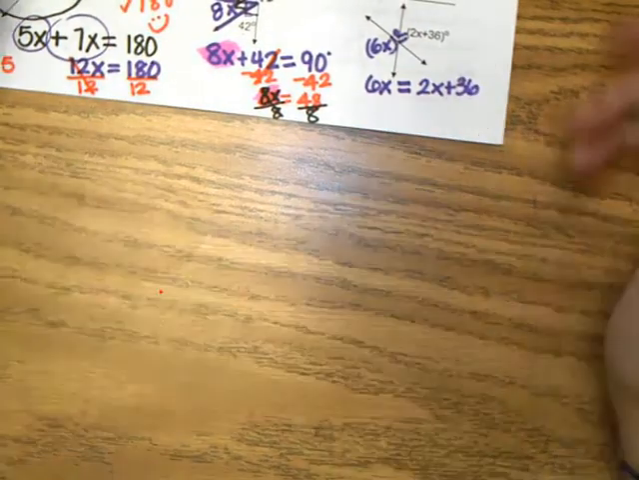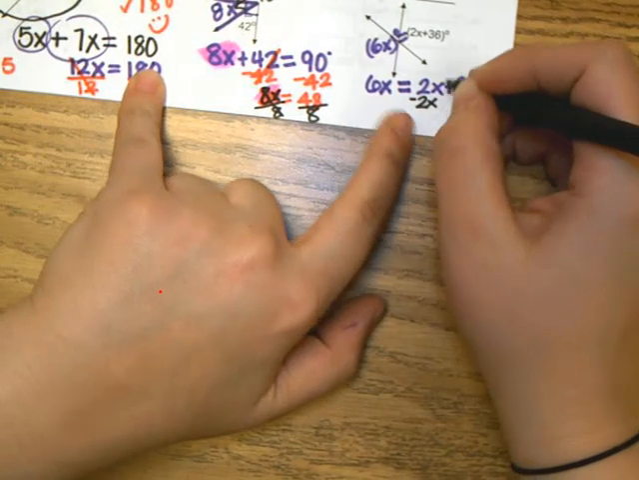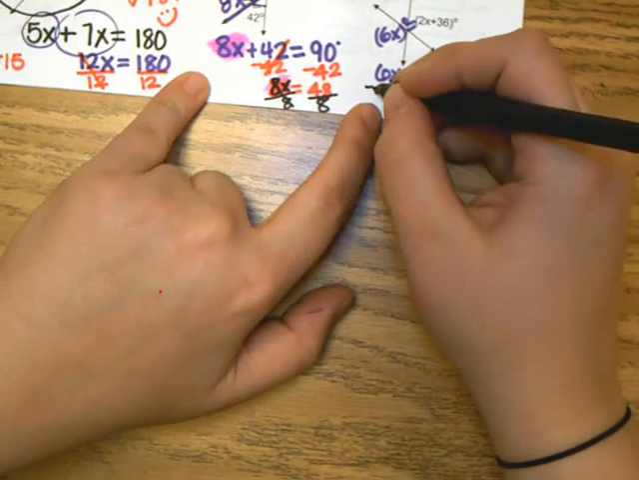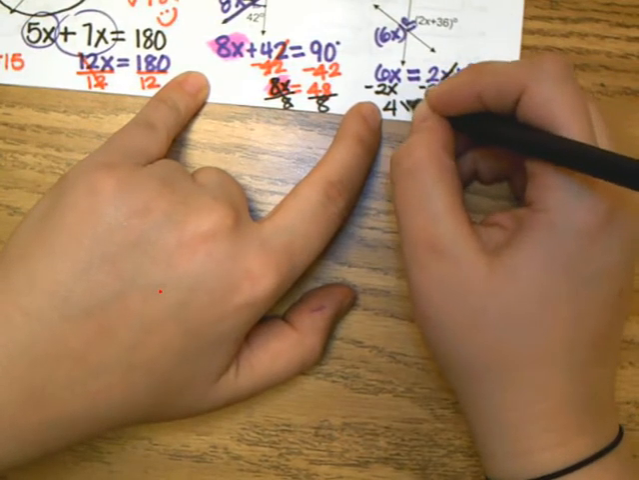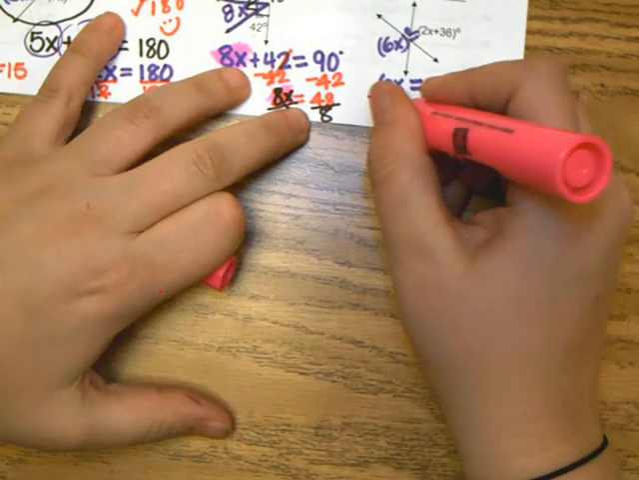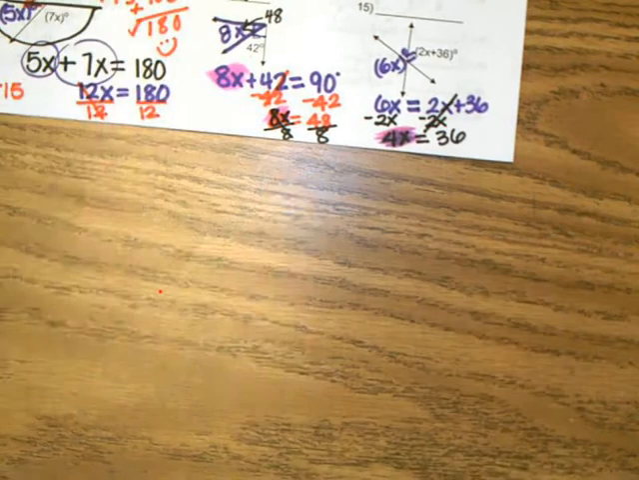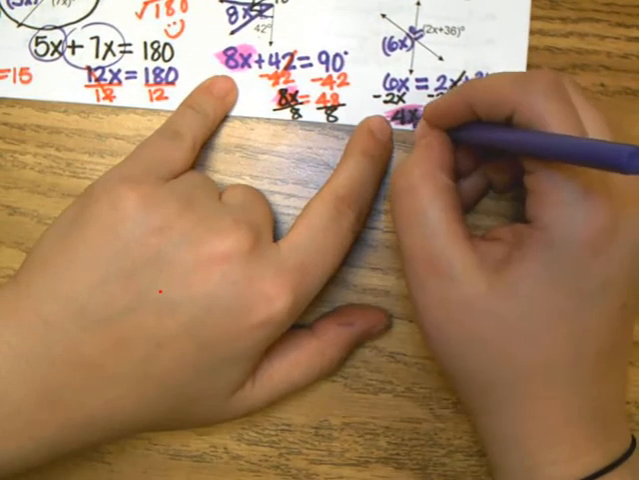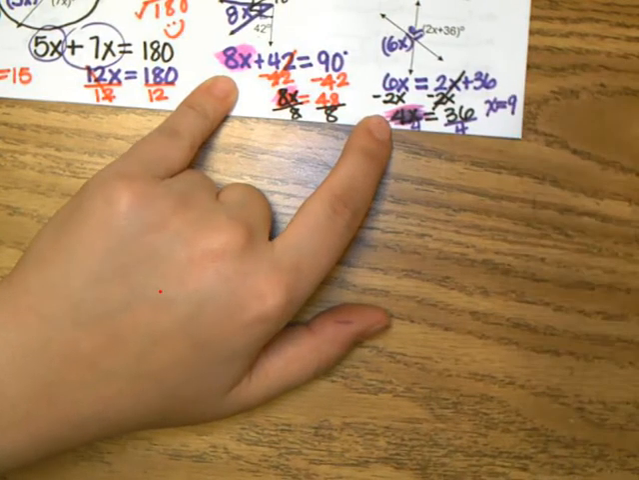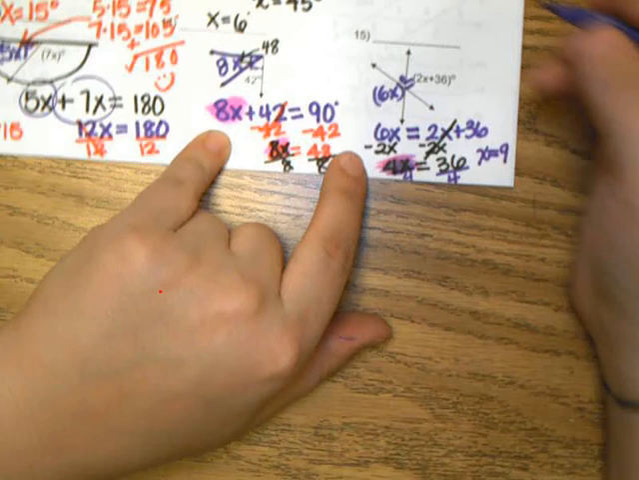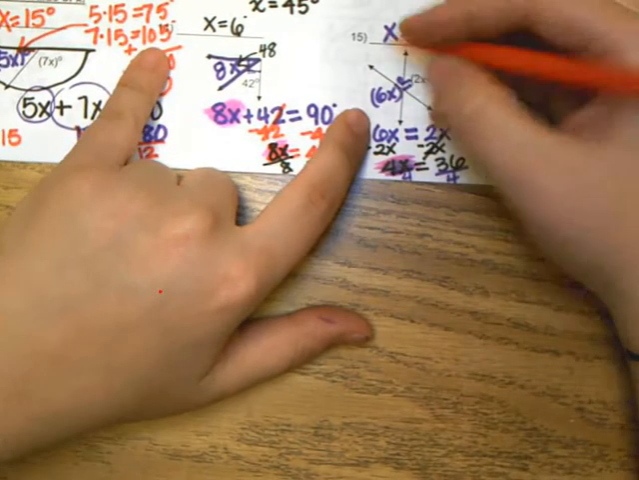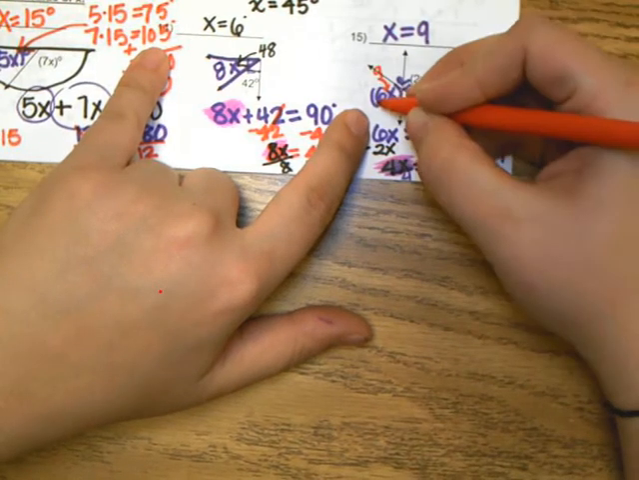So now we're going to solve this equation. I have a variable on both sides, so I can't highlight it yet. I got to get rid of one of them. So I'm going to subtract 2x. So now all the x's are on the left side. So 6x take away 2x, that's 4x. Now the variable's all by itself, so now I can divide by 4. So we get that x equals 9.